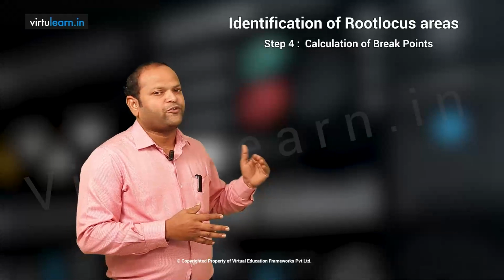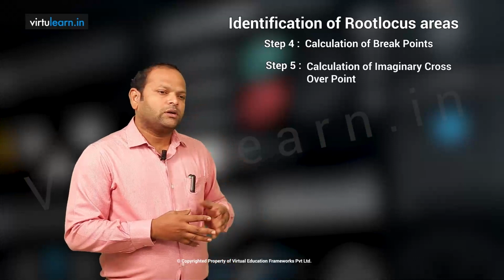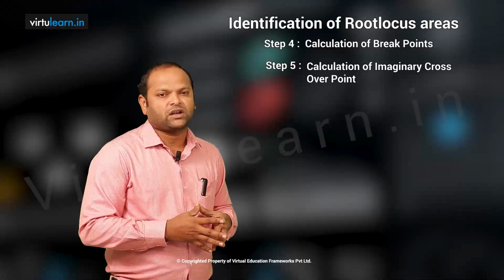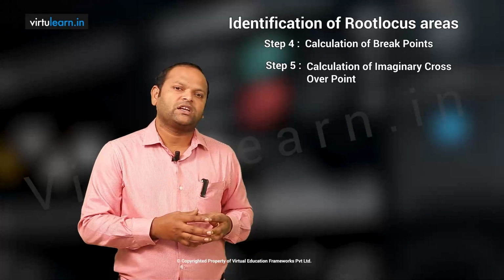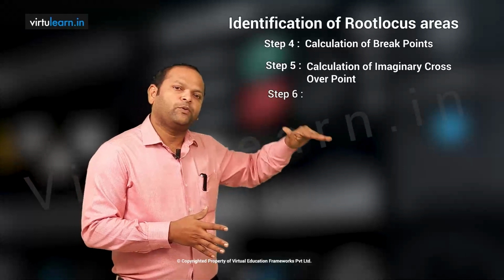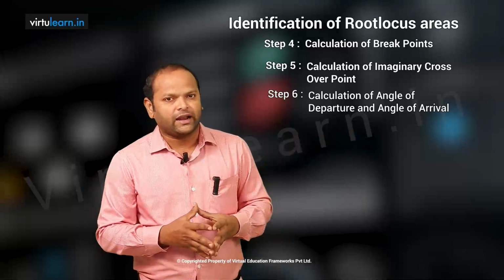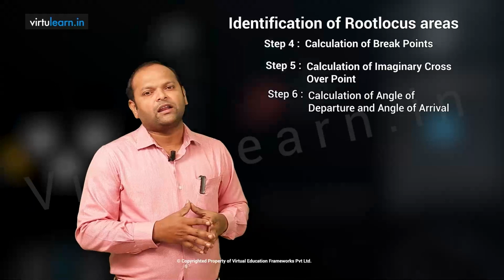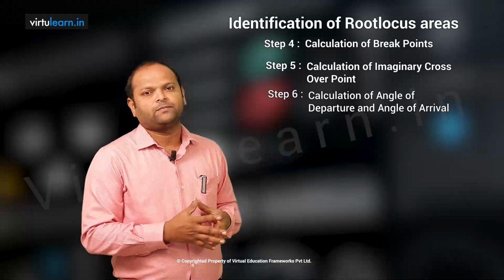Next, coming to step 5, imaginary crossover point calculations. Again the same thing: first check the possibilities, then do the calculations of the imaginary crossover point, find the k value and find the ICP values, the imaginary crossover point values. Step 6: if you have complex poles or complex zeros, then find the angle of departure and or angle of arrival. If there are no such complex poles or zeros, simply say no angle of departure and no angle of arrival. If you have them, you should calculate in step 6.